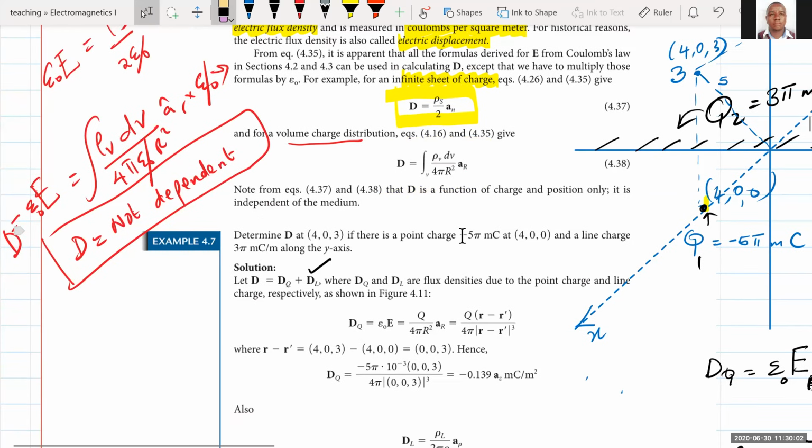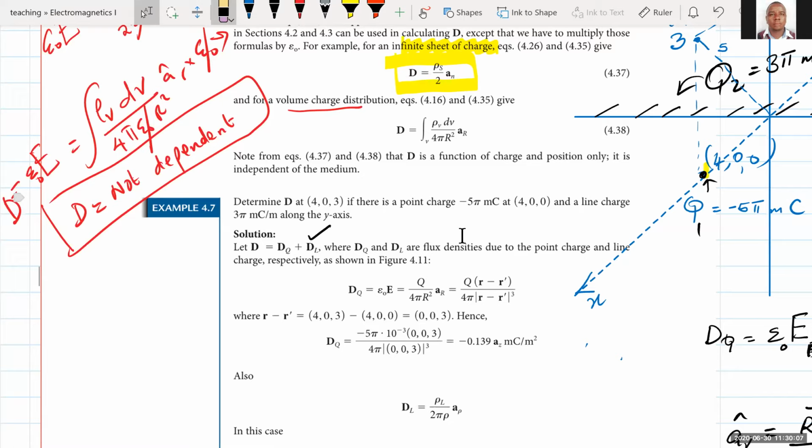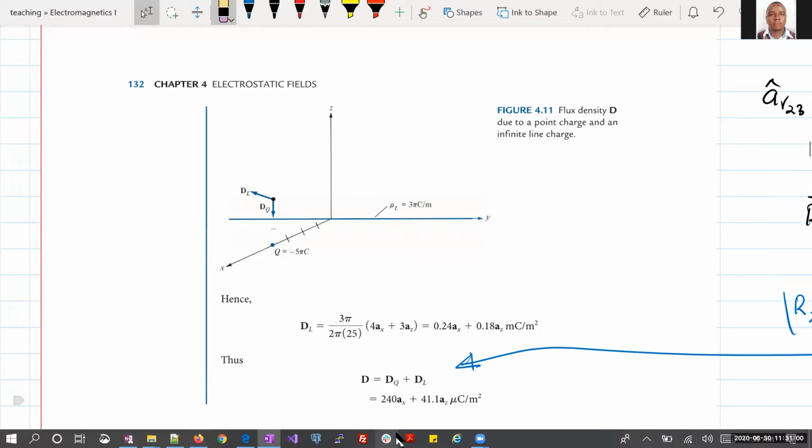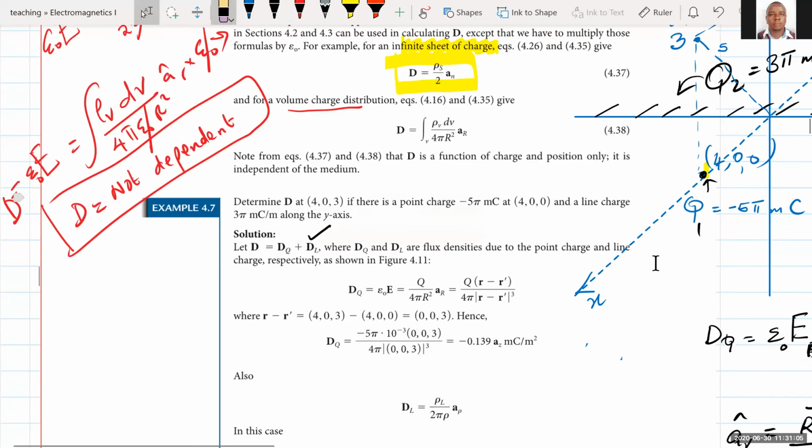And I propose that we look at this example just to be sure that we get to know the significance of D, or what it means in the context of free space. So here we have example 4.7 that says: determine D at (4, 0, 3) if there is a point charge of minus 5 pi microcoulombs at (4, 0, 0) and a line charge of 3 pi millicoulombs per meter along the y-axis. Of course, this example has not drawn it for us, but I have tried to sketch it. This is the diagram that I drew, which you can always compare with the one that the example has given us.